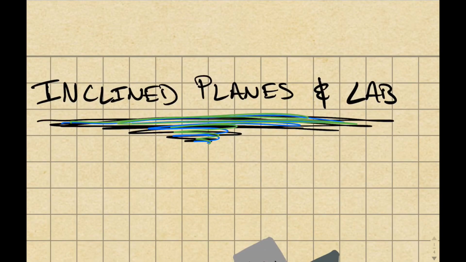Okay, so here we go. We are going to be talking about inclined planes and a lab that maybe you'll do today, maybe you won't. But look at all these nice colors here, blue and green. You guys know your colors, right?